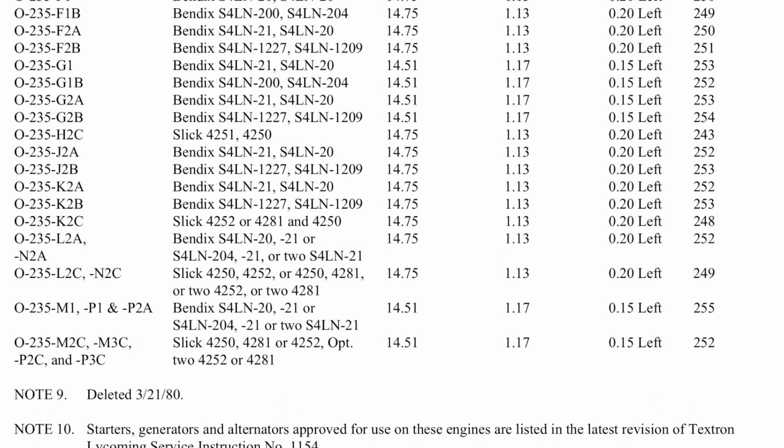Now we're going to go through the type certificate on the engine fairly quickly, and we're going to find ourselves fairly rapidly on the last page. And that's where it tells us for each of the engine variations what we can have for a magneto. We've zoomed in here, so we slide down till we get to the L2C, and we see that we can have a Slick 4250, 4252, or a 4250 and a 4281, or two 4252s, or two 4281s, which, by the way, we had two 4383s on the aircraft, so they are legal magnetos for the L2C variant of the O-235.